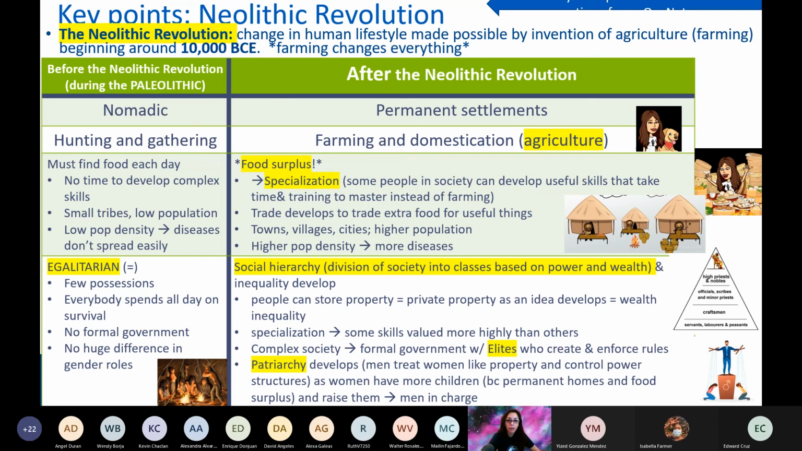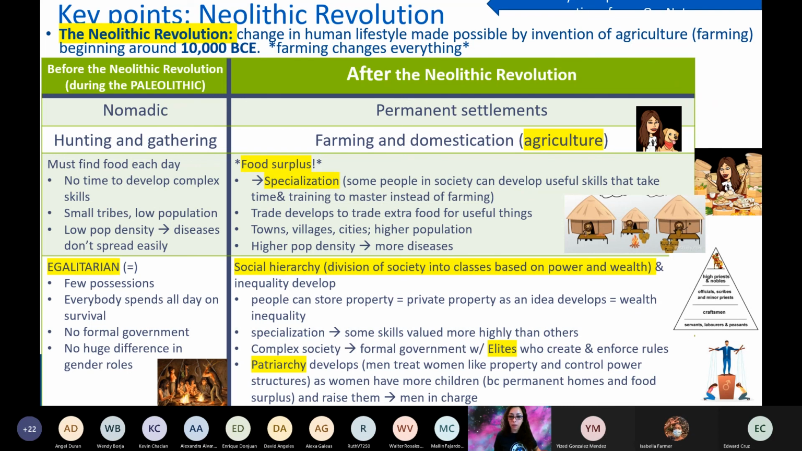A third way inequality developed is that complex society requires a government. You guys know this deep down, even if you don't think you do. But as soon as you get a certain number of people around, you actually do need rules to make them act like civilized human beings. You need somebody in the group to direct activities. Everybody can't do whatever they want.